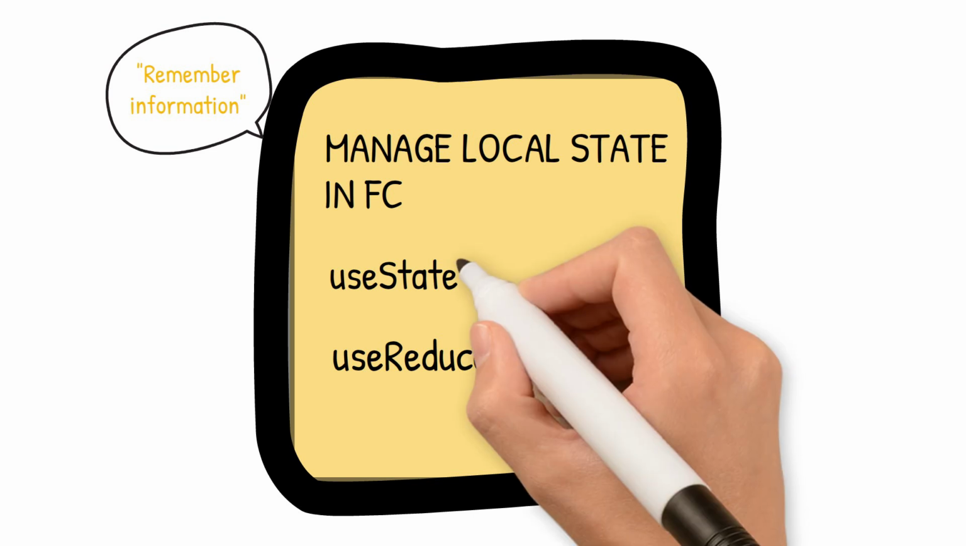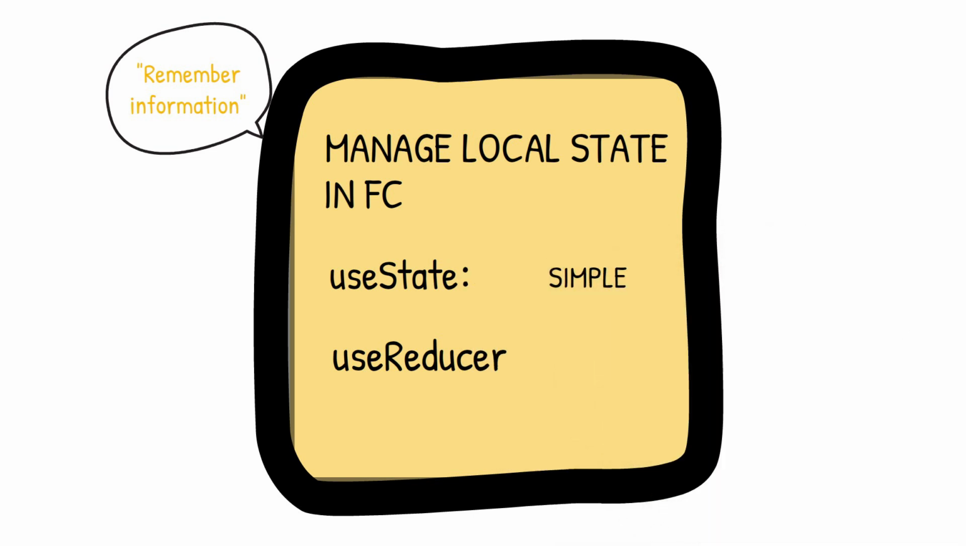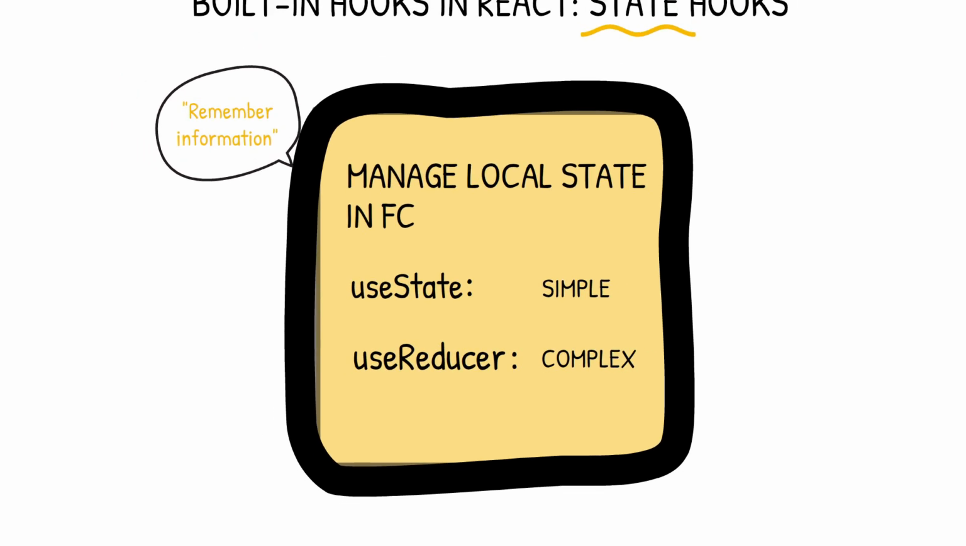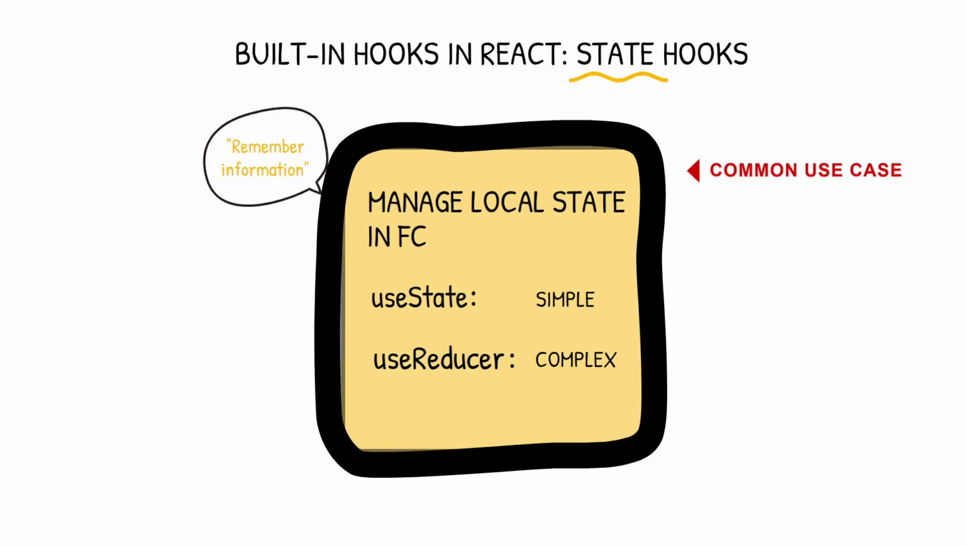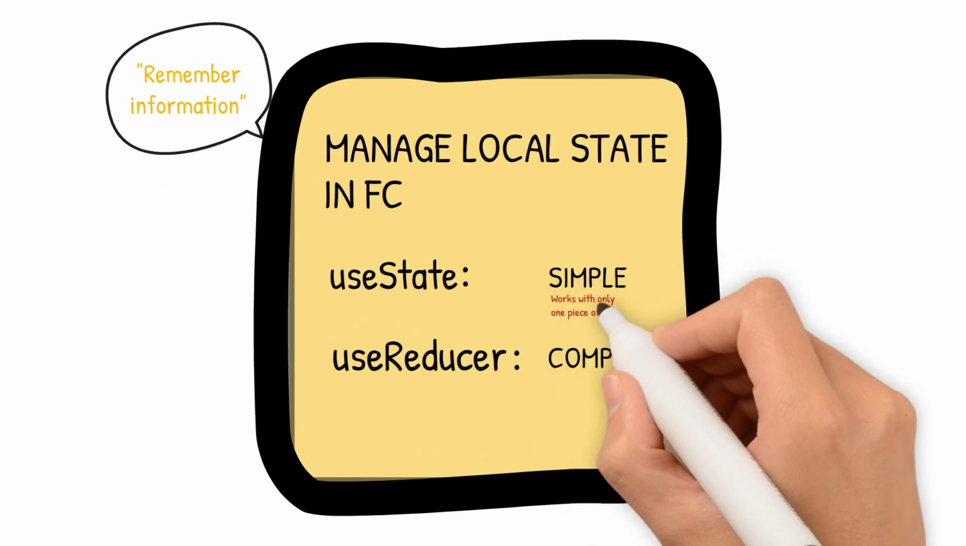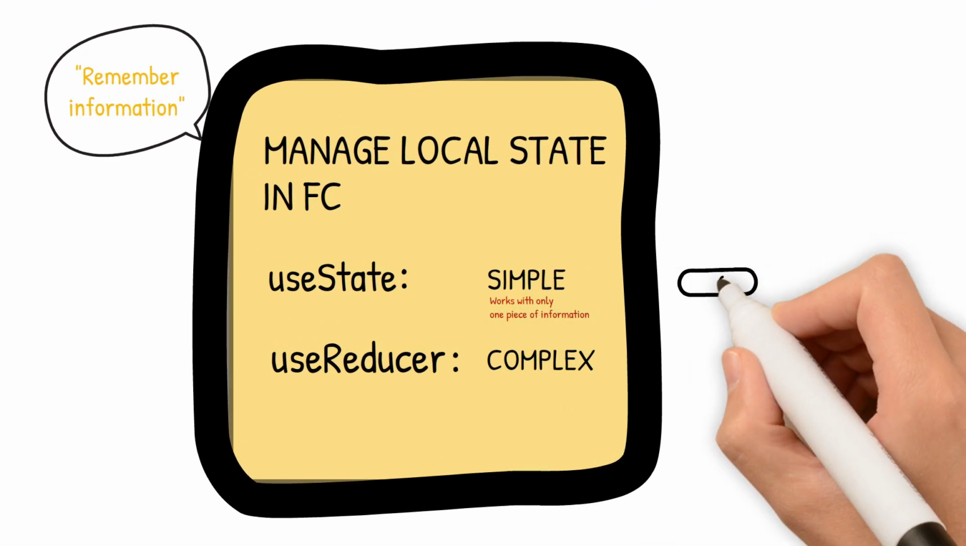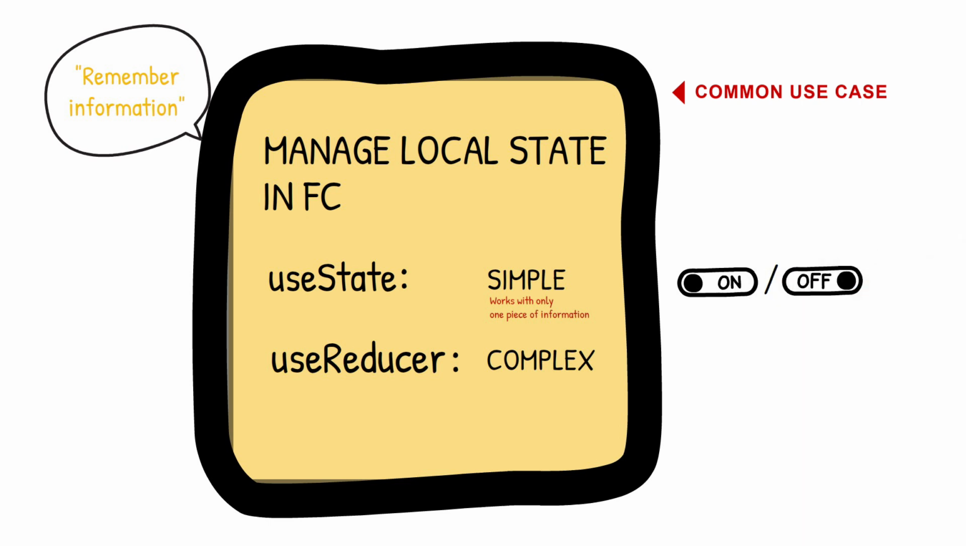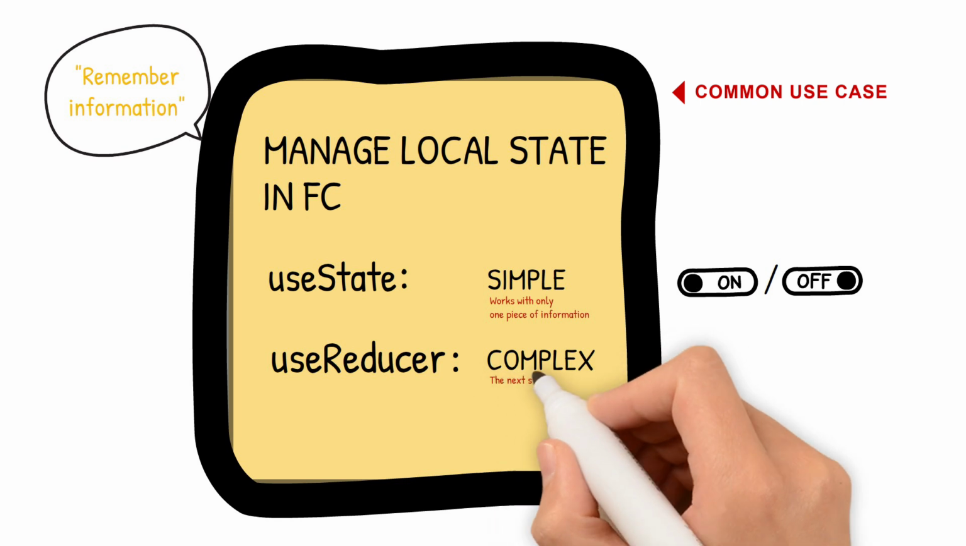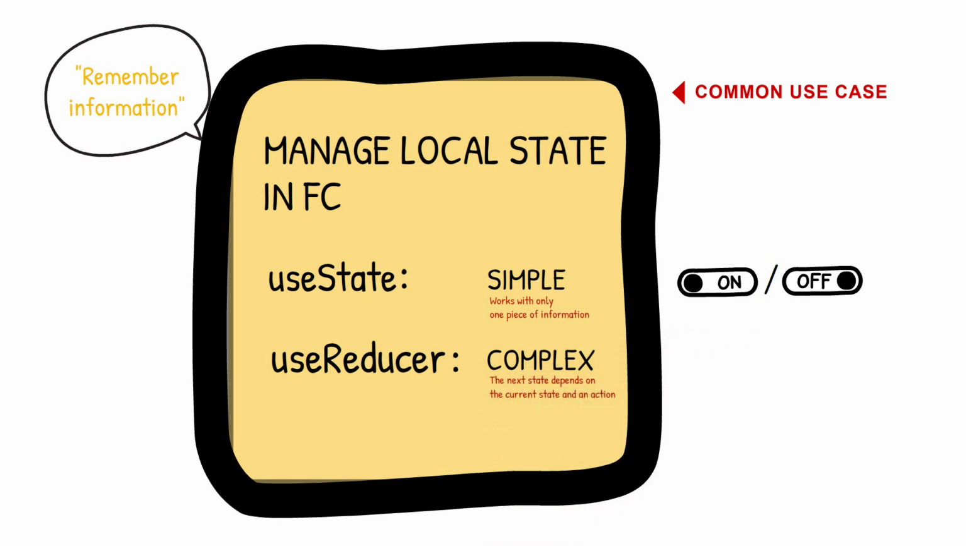The useState hook is simple and perfect for handling simple scenarios. On the other hand, the useReducer hook is better suited for complex cases. Discussing their most common use cases, useState is really just for simple cases where only a piece of information needs to be remembered, like toggling visibility, showing or hiding a component. useReducer is for handling complex state logic, especially when the next state depends on the current state and an action, like keeping track of previous states to allow undoing and redoing actions.